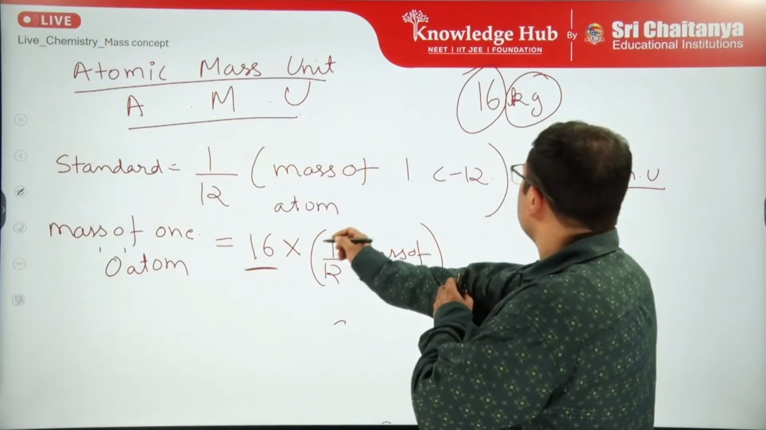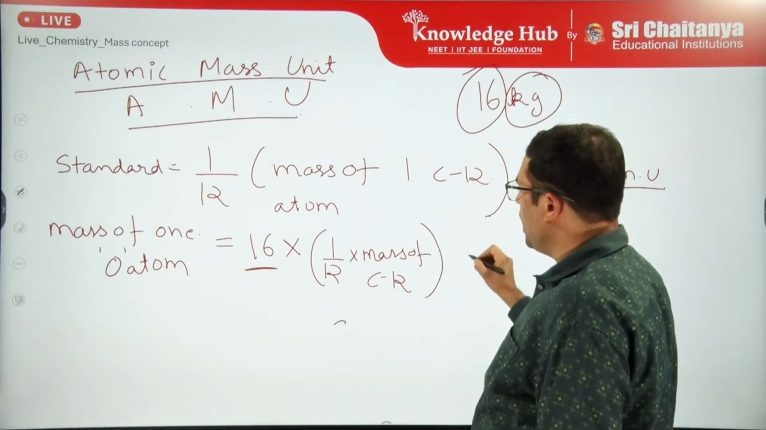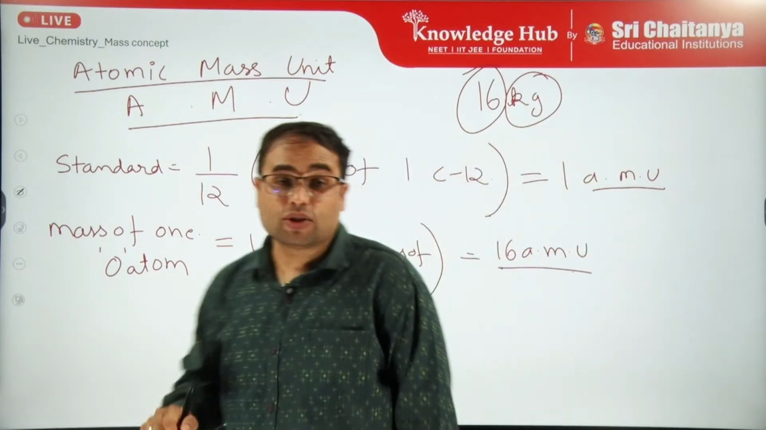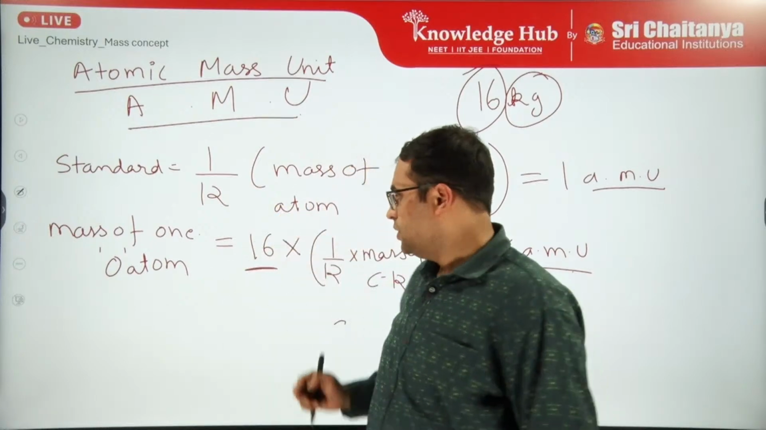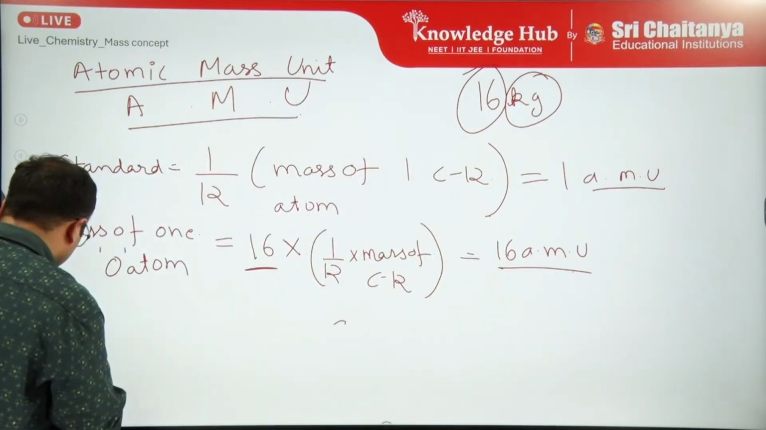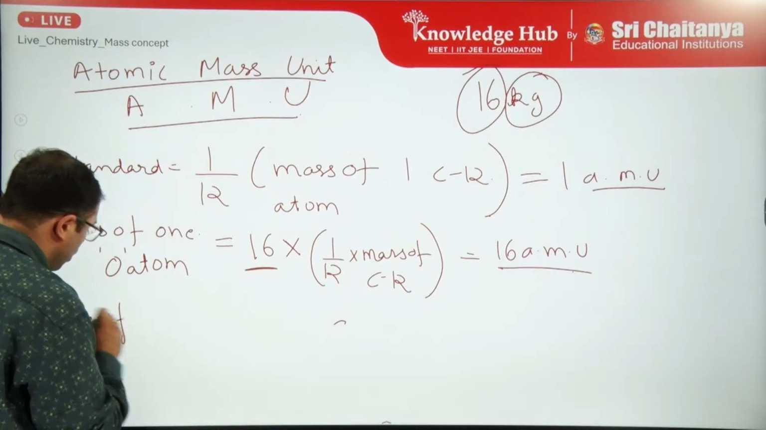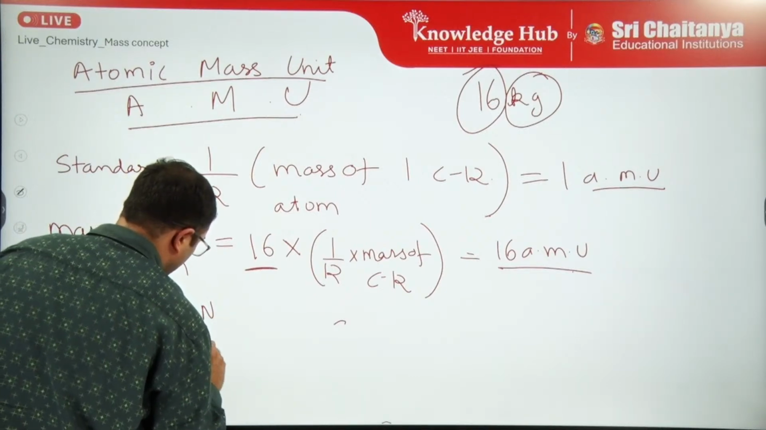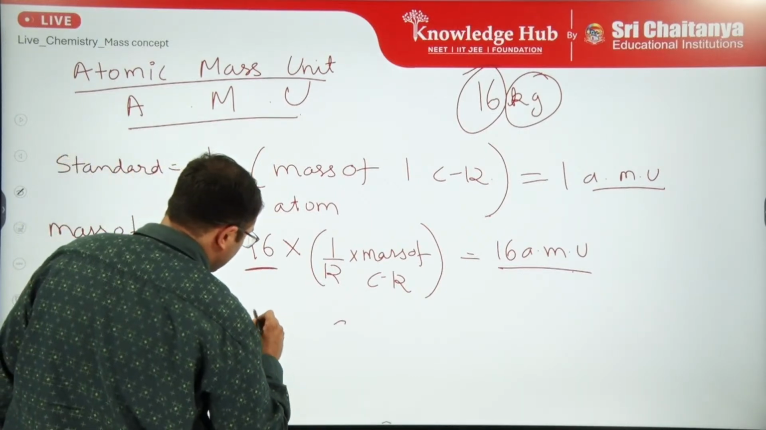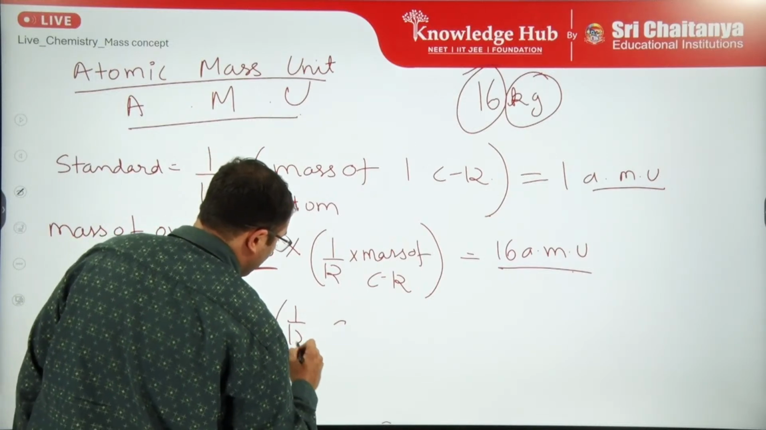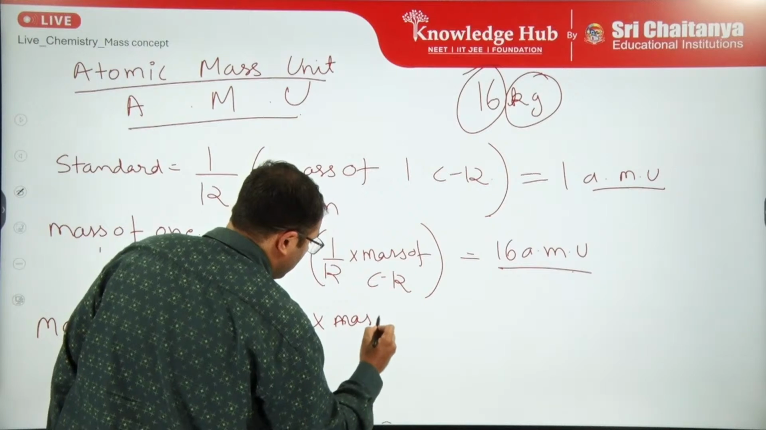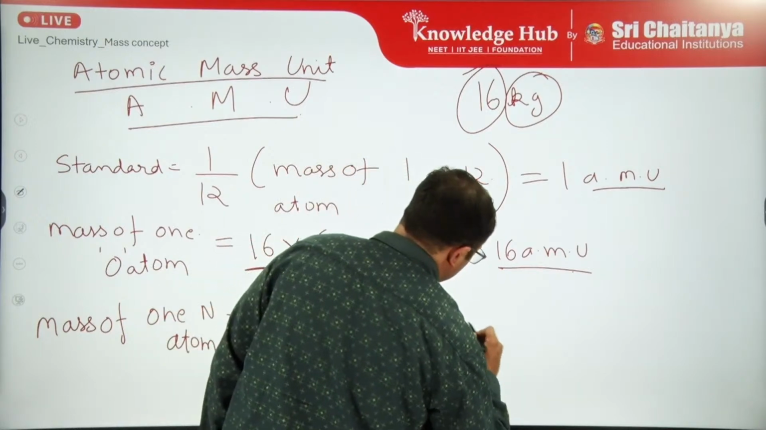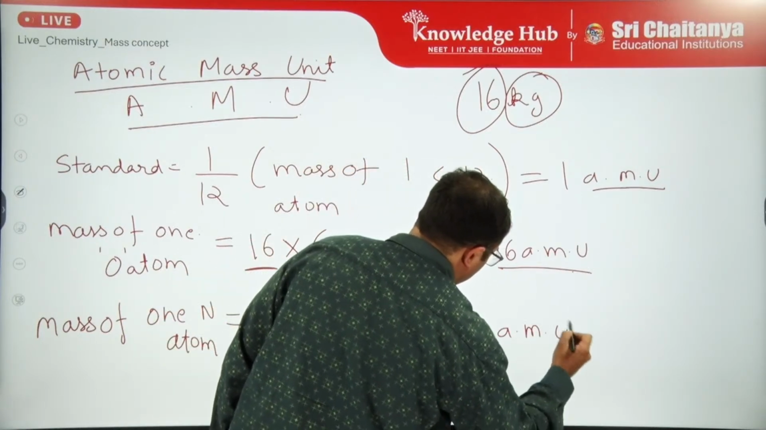Or I can write this as, because this is equal to 1 AMU, I can write it as 16 AMU. So this is the mass of one O atom. Similarly, if I want to write the mass of, suppose, one N atom, what will it be? 7 multiplied by 1/12 into the mass of 1 carbon 12, or 7 AMU.